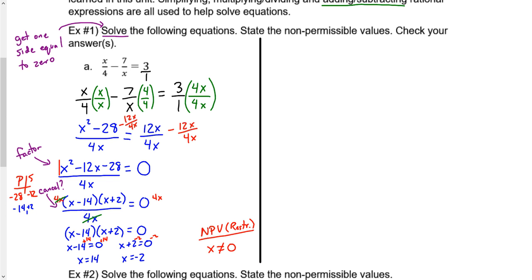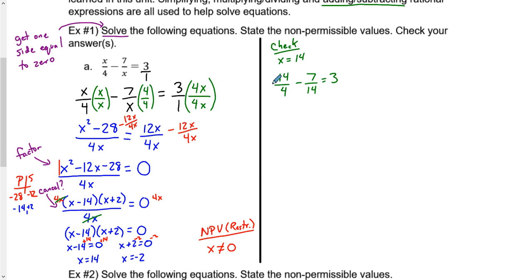Now we're going to check our work. So what we're going to do is check each of these numbers in the original question. So we're going to check 14. We're going to plug 14 in for both of these x's. 14 over 4, subtracting 7 over 14, equaling 3. Is that true? Well, we don't have a common denominator here, so we can't subtract them yet.